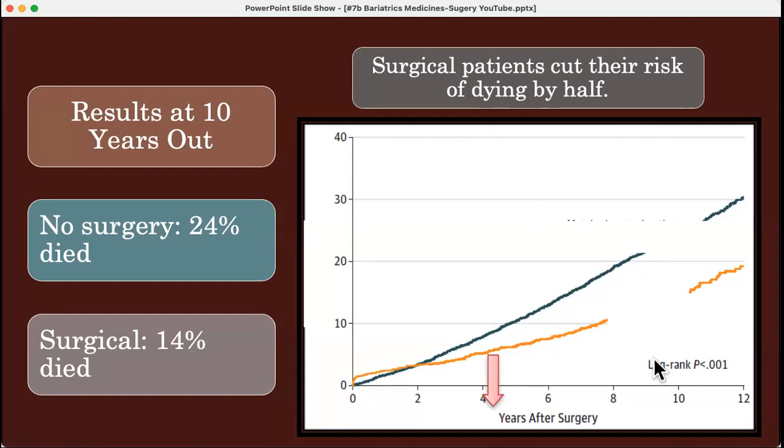This is the years after surgery. So at 10 years out, people that did not have surgery, 24% of that group died. Of the surgical group, 14%. So surgical patients are able to cut their risk of dying by half, even with the risk of gastric bypass surgery.